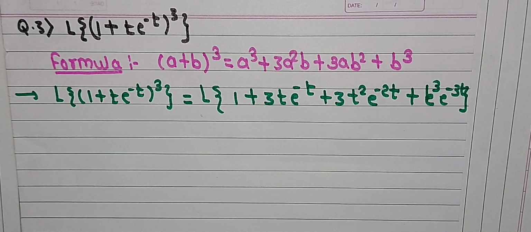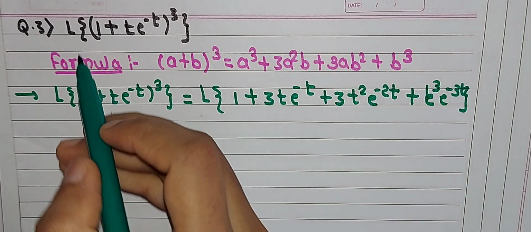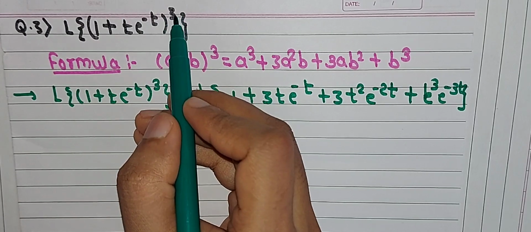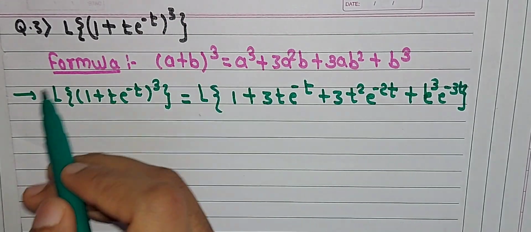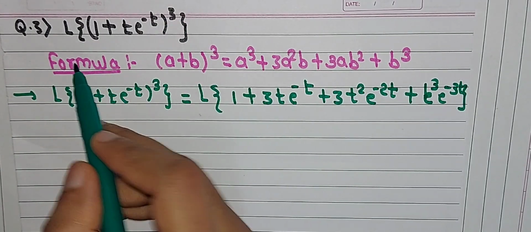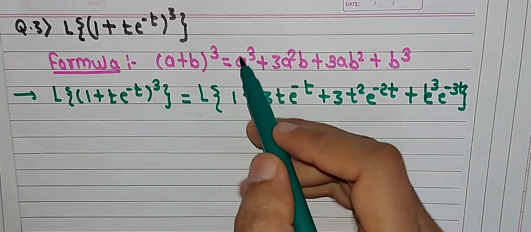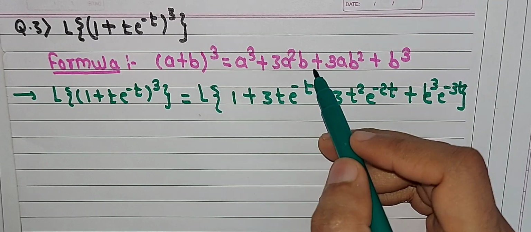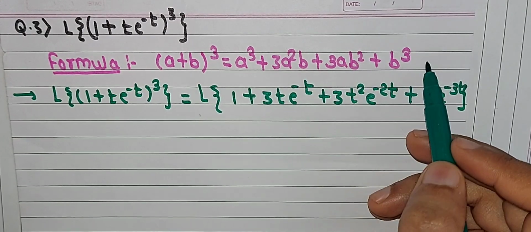So in this lecture we will discuss another example which is related to multiplication of a Laplace transformation, that is, find the value of Laplace of (1 plus t into e raised to minus t) raised to 3 is equal to question mark. Okay, so for that we will use this formula, that is (a plus b) raised to 3. It can also be written as a raised to 3 plus 3a square into b plus 3 into ab square plus b raised to 3.